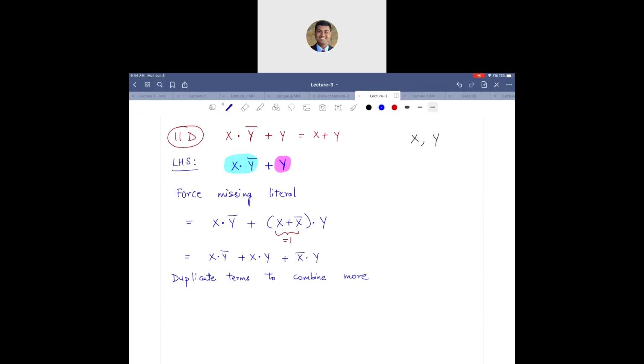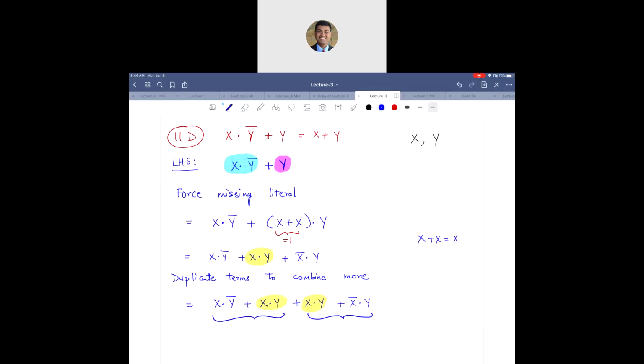And the term that I'm going to choose to duplicate is this. Why can I duplicate? Because x or x is x. So if I write x and y one time or two times or 10 times, it is the same. So I'm going to write x and y complement as is, then x and y, x complement and y. So I've essentially duplicated the same term twice. Then I'm going to combine these two, and I'm going to combine these two.